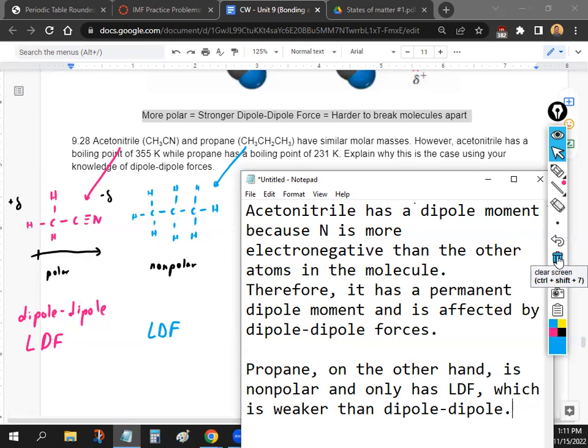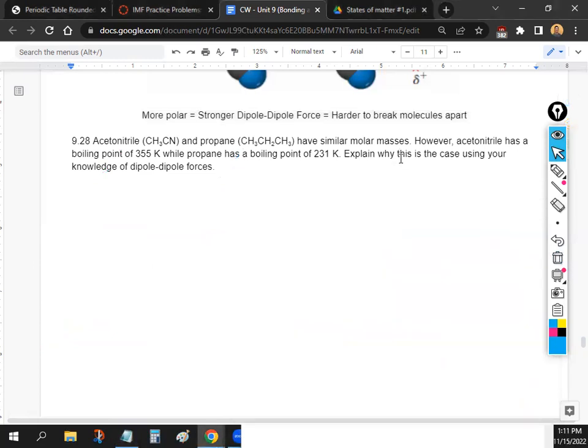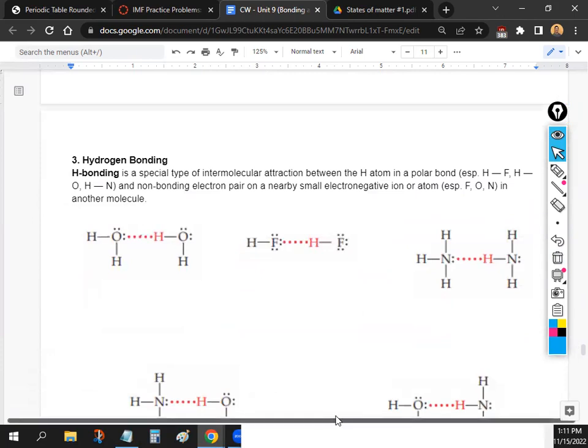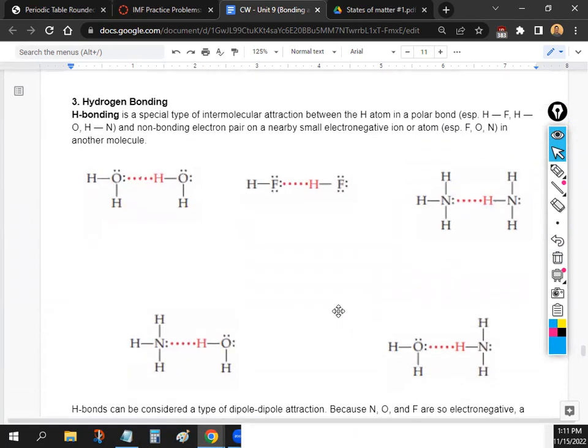Okay. Everyone good with dipole-dipole? Alrighty. Let's go to the next strongest one. So we're going in order. The weakest was London dispersion. Now we're on dipole-dipole, and we're going to go to an even stronger one. This stronger one is technically a dipole-dipole, but it's like the super version of a dipole-dipole. And it's called hydrogen bonding.